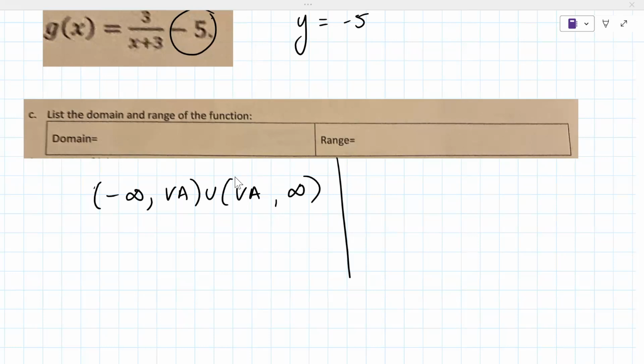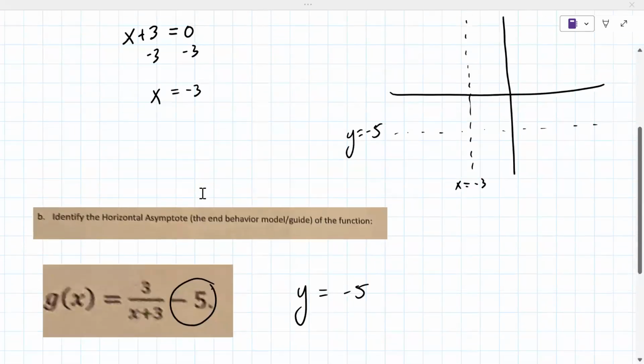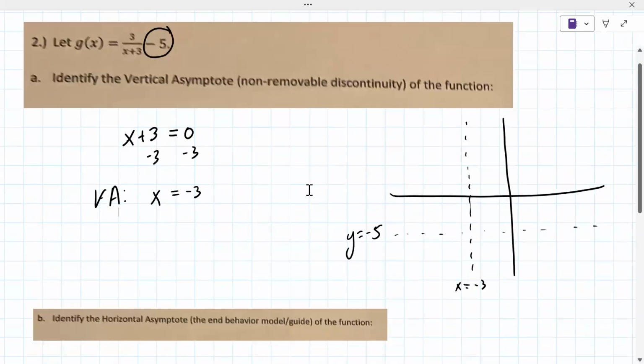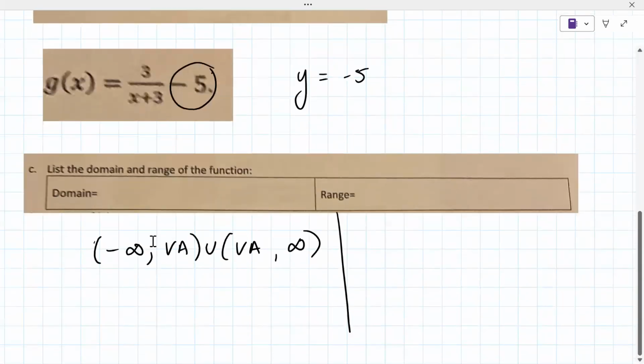Wait, sorry. So what does the VA, vertical asymptote? VA is what I use for the vertical asymptote. Okay. X equals -3. That's the separator, and that's the number that you're going to use in there. All right, thank you. Claire, do you have any questions on that? No, it makes sense. Okay, so if one of you, maybe Claire, could give me the domain here, I'd appreciate it.